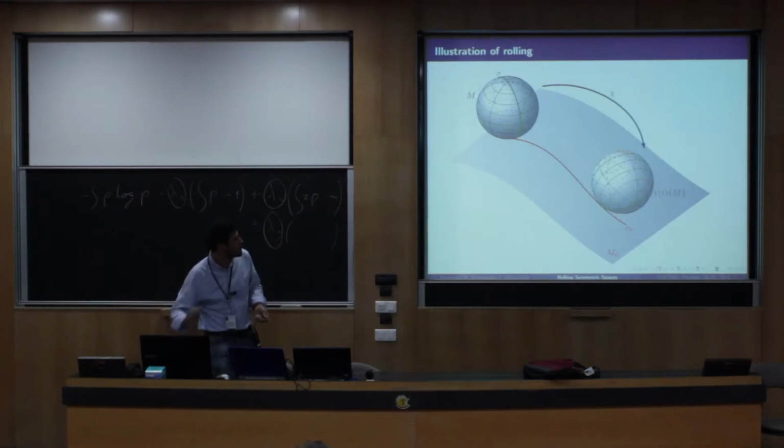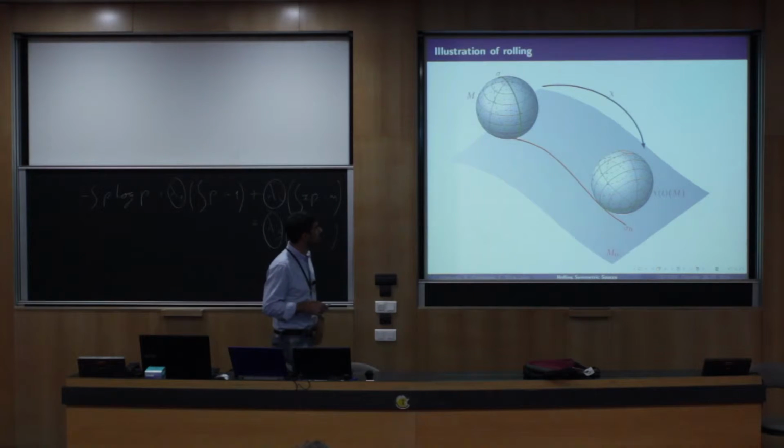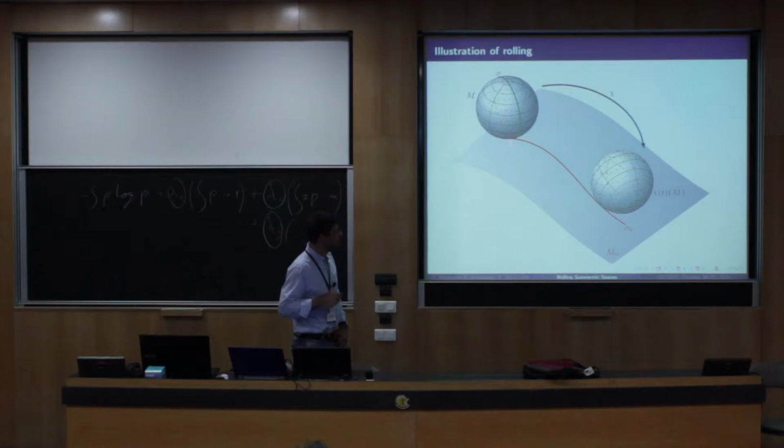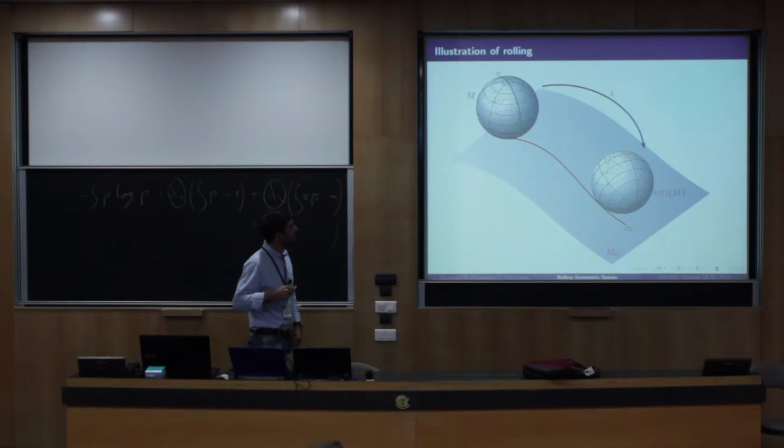Here is a picture illustrating the rolling motion. This is the manifold M that is rolled upon the manifold M0. The green curve sigma is the rolling curve in the manifold M, and when the manifold is rolling, we get the development curve here in the manifold M0.